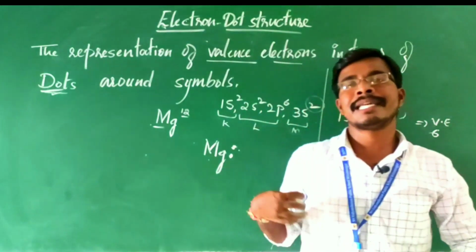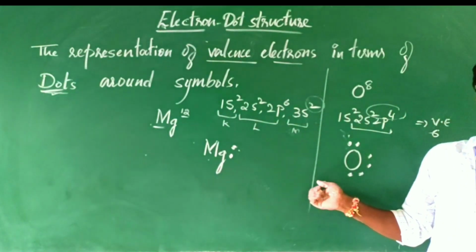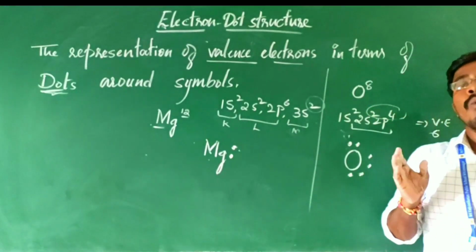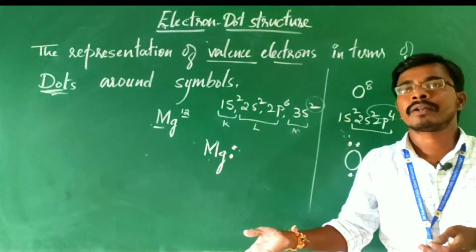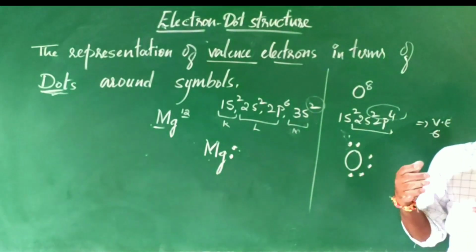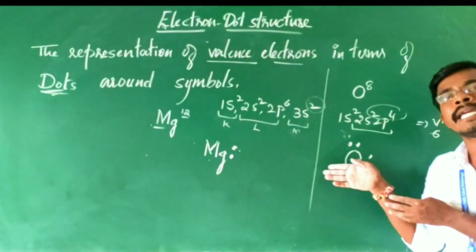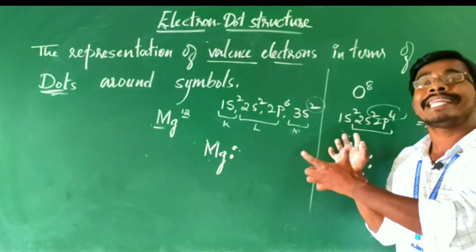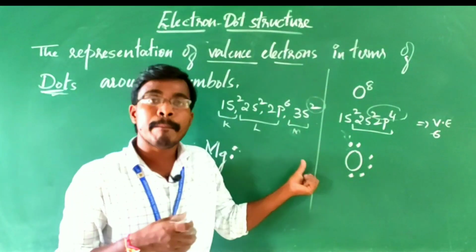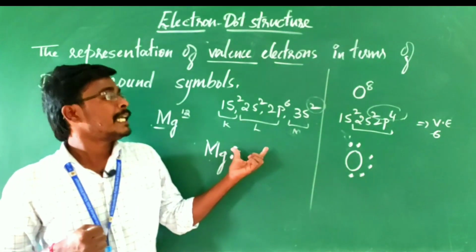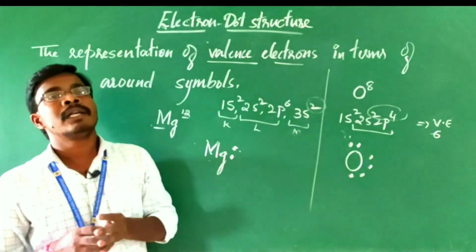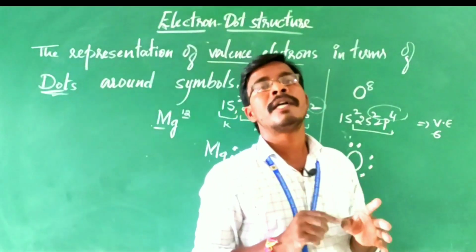Then what is the use of this electron dot structure? By writing the dots around the symbols, we can easily identify whether the element is going to donate the electron, accept the electron or share the electron. By using these dots, we can identify the bond which takes place between the 2 elements when they combine together. So it is very useful to identify the bonds in compounds. Clear? So this is about electron dot structure.